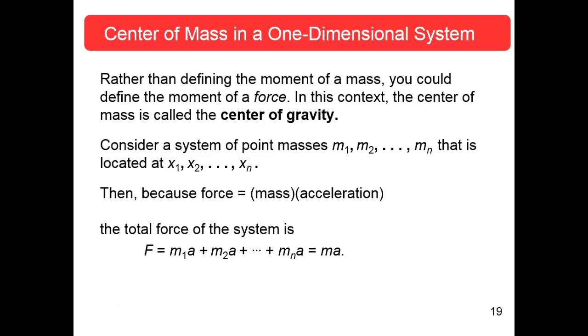Consider a system of point masses, M1, M2, M3 up to M sub n, located at x of 1, x of 2 up to x of n. Then because the force is the mass times acceleration, the total force of the system is M1 A plus M2 A plus M3 A plus M4 up to M sub n times A, which is your total mass multiplied by the acceleration. Okay?